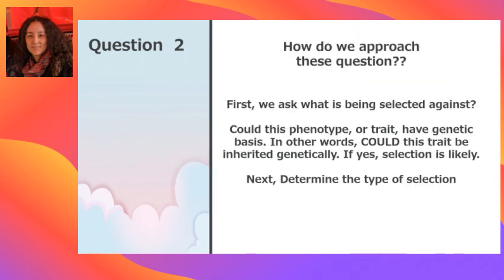So before we get going, how do we approach these questions? First, we're going to ask, what is being selected against? Could this phenotype or trait have genetic basis? In other words, could this trait be inherited genetically? And if yes, selection is likely occurring. And we're going to determine the type of selection.